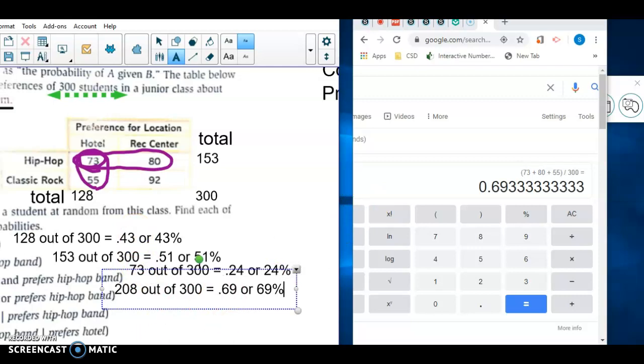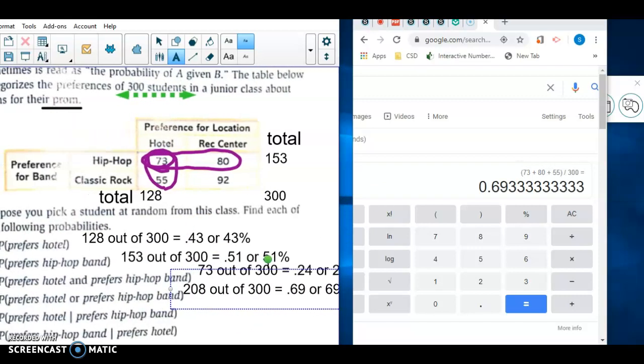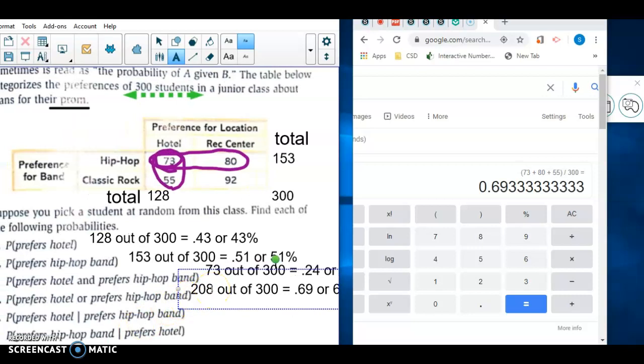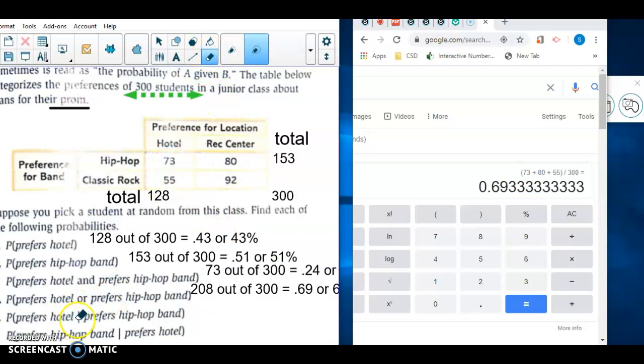Now we're going to talk about this new condition that we have here. Sorry, it took me a whole 6 minutes to get to it. But our condition is: what is the probability that they prefer the hotel if we already know they prefer a hip-hop band? So we know we're looking at only this data right in here. We know they prefer hip-hop, so we're looking at only this row, okay?